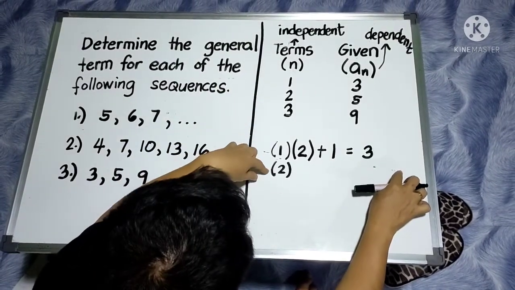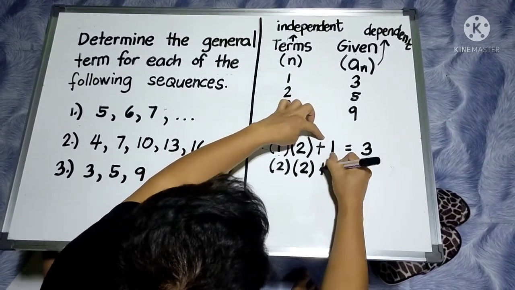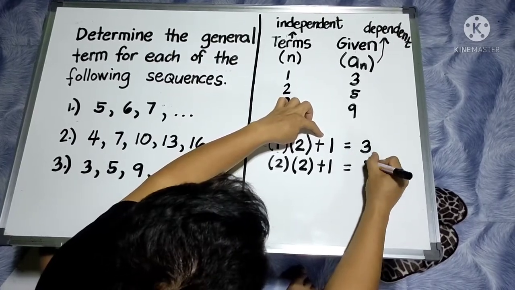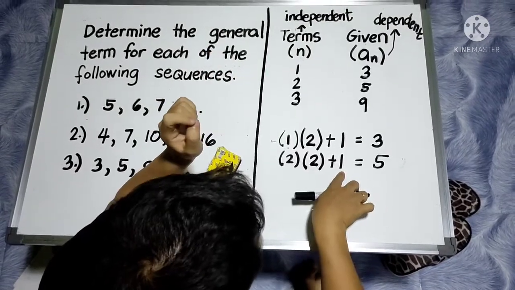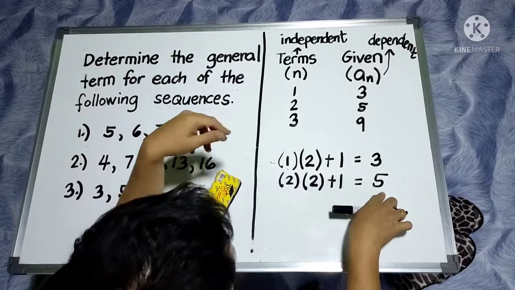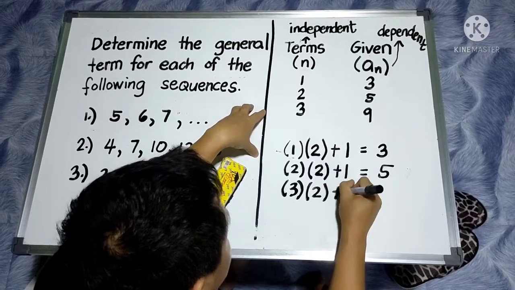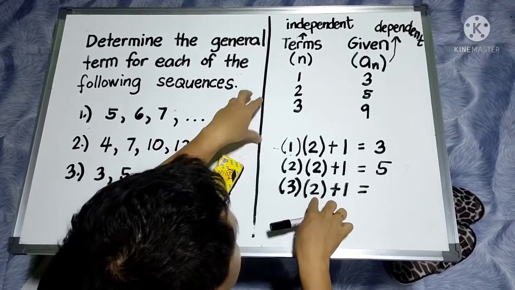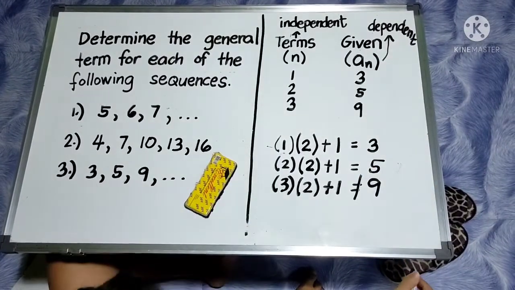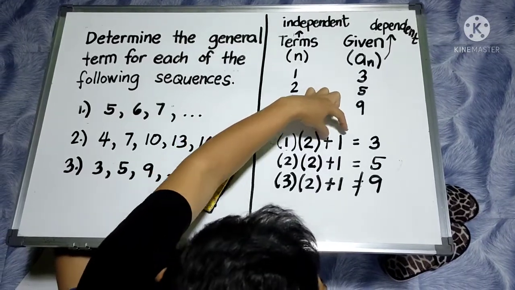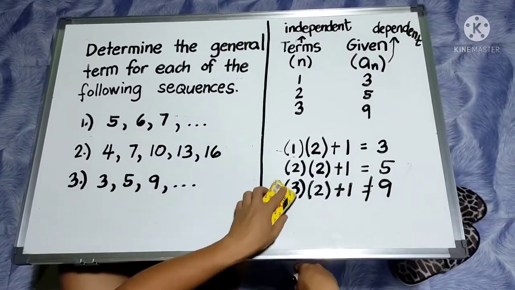So let's try with the second term. 2 times 2 plus 1 is equal to 5. Is it true? 2 times 2 is 4 plus 1 is equal to 5. Yes, it's correct. Let's proceed to the third term. 3 times 2 plus 1. 3 times 2 is 6 plus 1 is 7. Therefore, it is not equal to 9. So, multiplying it by 2, adding 1 is just true to the first and the second term. Therefore, it's not what we are looking for.